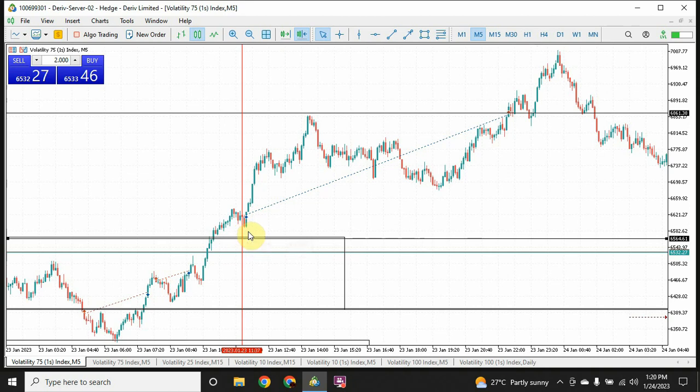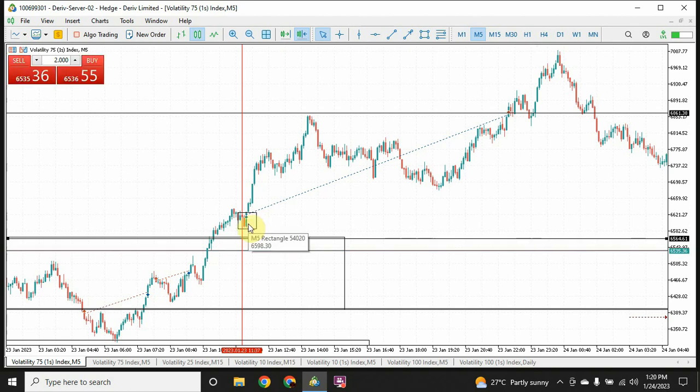And I was risking only this amount. Remember, I was risking only this amount here. I think it was $26. I was only risking that, $26. That's how early I got into this trade. I was only risking $26.